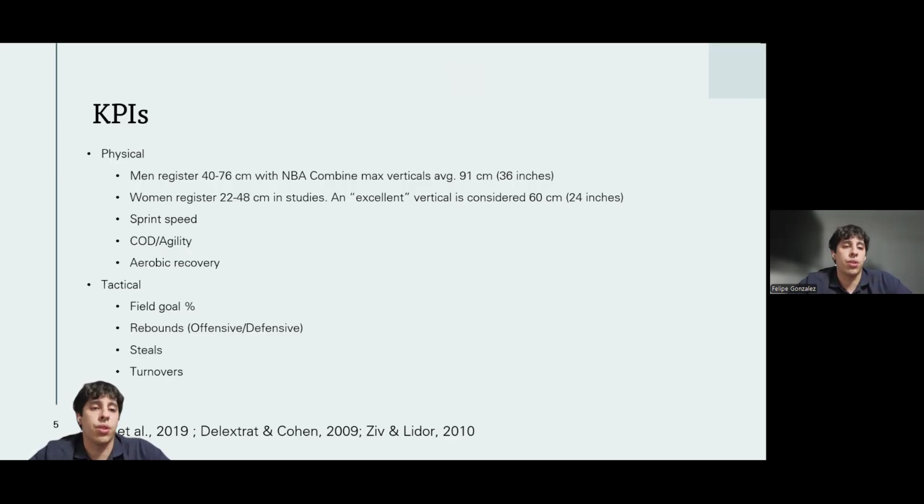Tactical KPIs, which are typically associated with success, are going to include shooting efficiency, that's field goal percentage, rebounds, whether they're offensive or defensive, steals, and a low turnover rate. Now, anthropometric traits such as height and wingspan further support success, but strength and conditioning programs influence modifiable variables such as power, eccentric braking strength, and sprint mechanics.